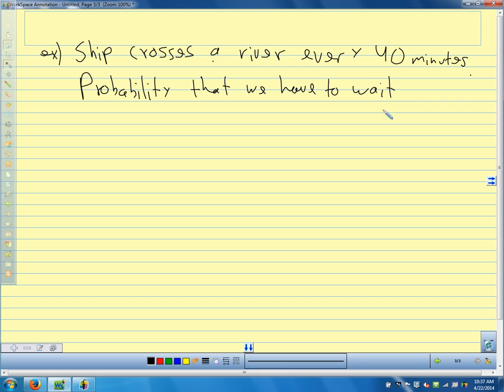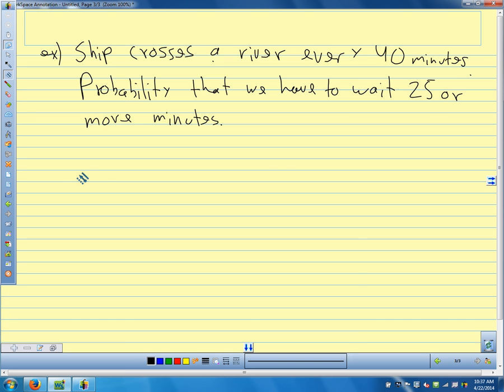The probability that we have to wait 25 or more minutes. So we show up at the station at a random time, and we want the probability that we have to wait 25 or more minutes. So just looking at this, it looks like it could be a kind of complicated problem. But what we're going to do is turn it into a problem that has to do with a segment.